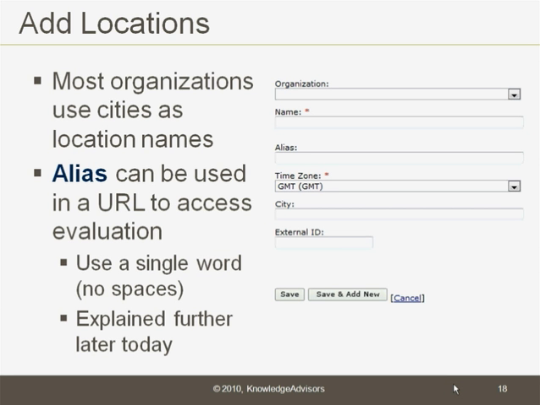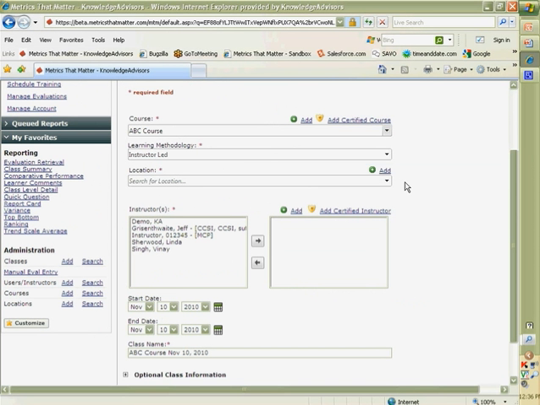In MTM, in order to assign a location for a class, you'll want to first, again, search for the location to see if it exists.